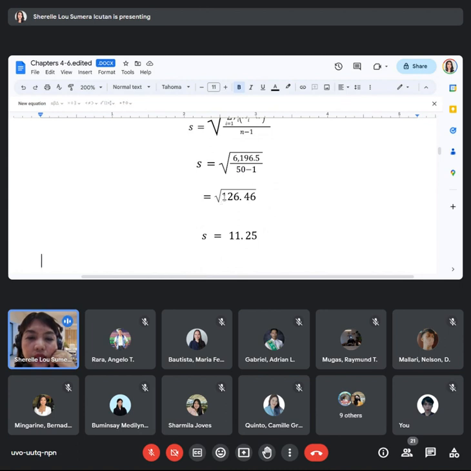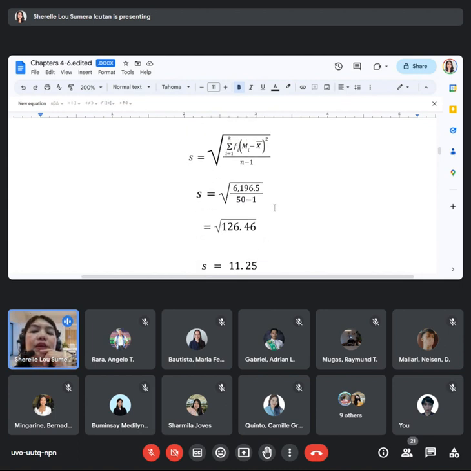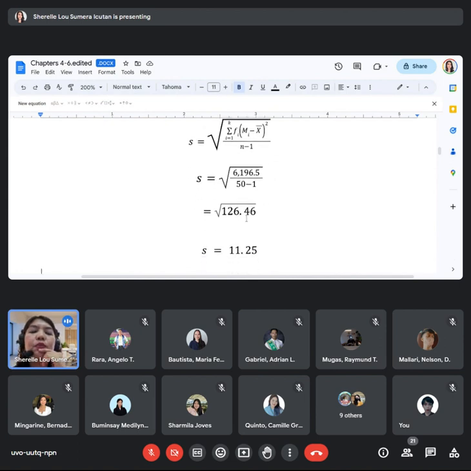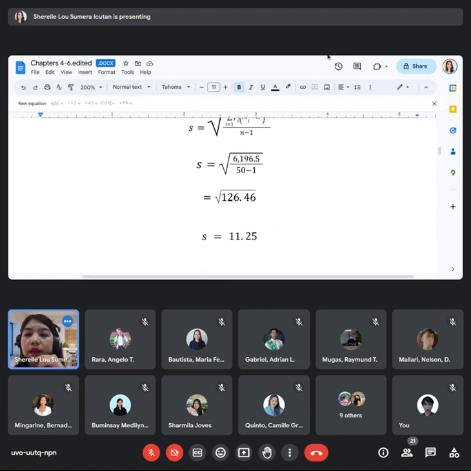So your variance is 126.46. Kasi yan yung nasa loob, yung wala pang square root. So your variance is 126.46 and your standard deviation is 11.25. Do you follow? Yes?